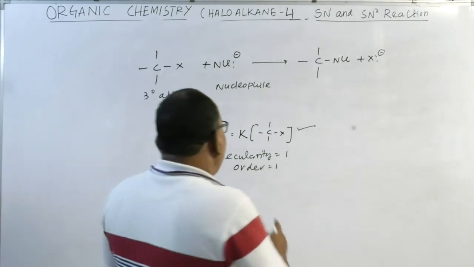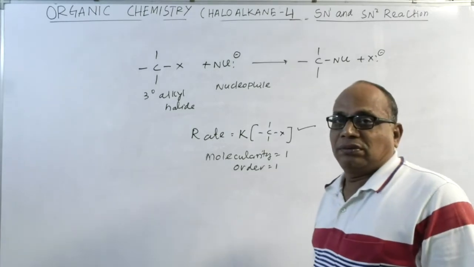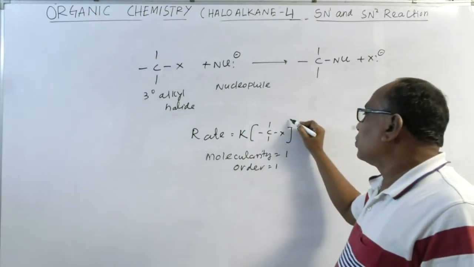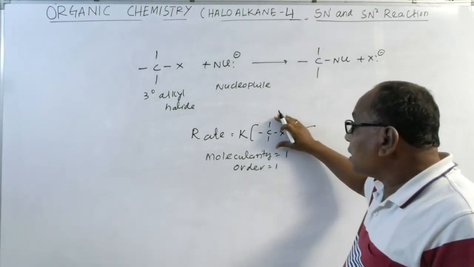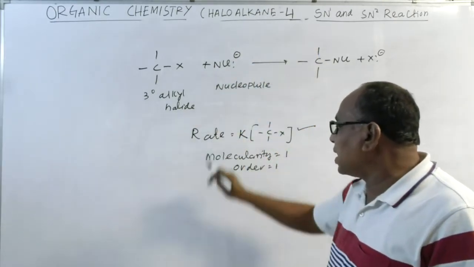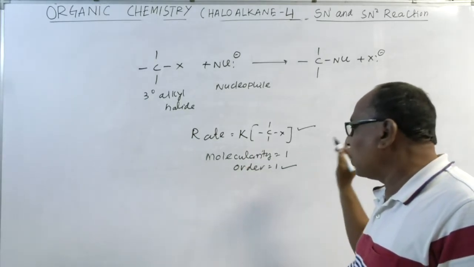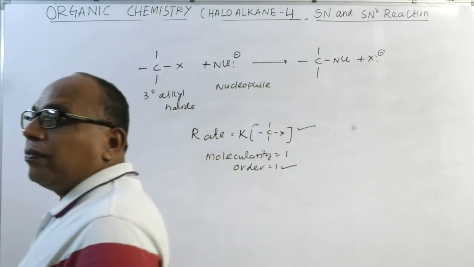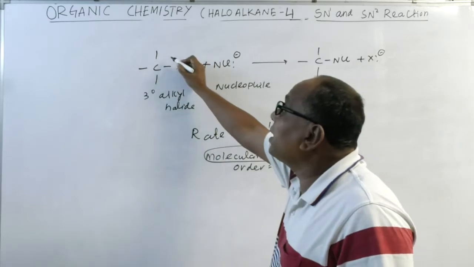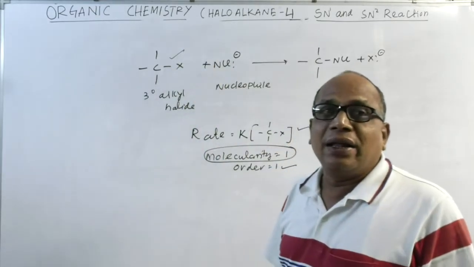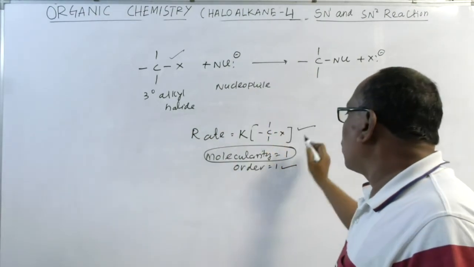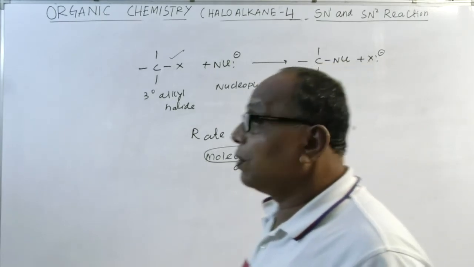When you say the order is 1, the rate depends only on the concentration of tertiary alkyl halide. When the concentration of tertiary alkyl halide increases, the rate increases. When it decreases, the rate also decreases. That's the order of 1. And the molecularity is 1 too. When you say the molecularity is 1, the reaction is initiated by only the tertiary alkyl halide and there is no role of any nucleophile. That's why the order is 1 and molecularity is 1.